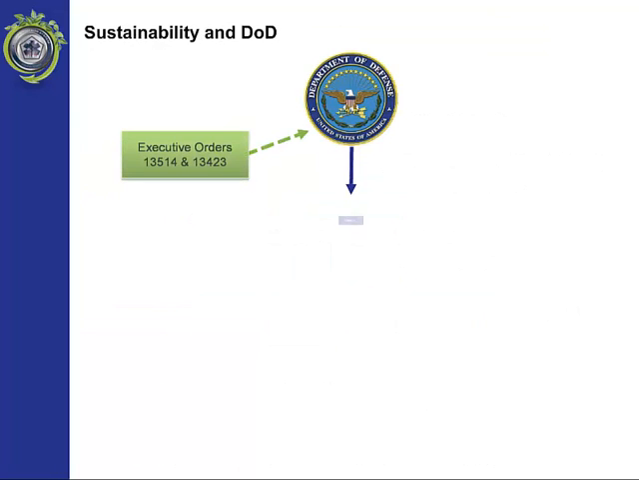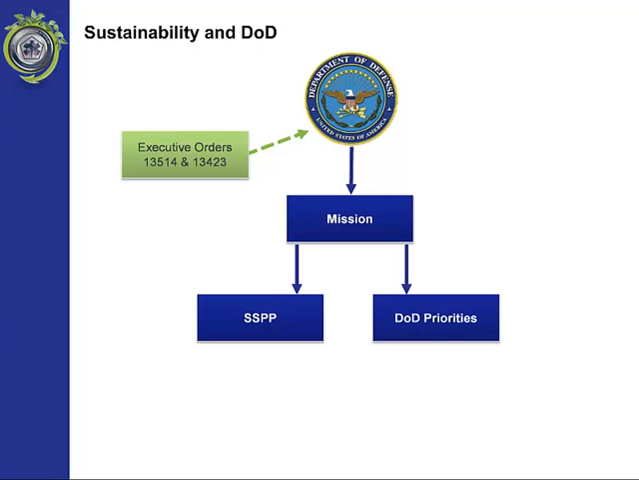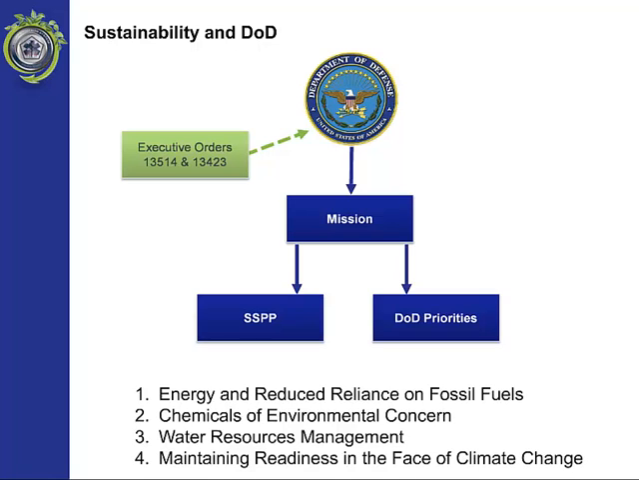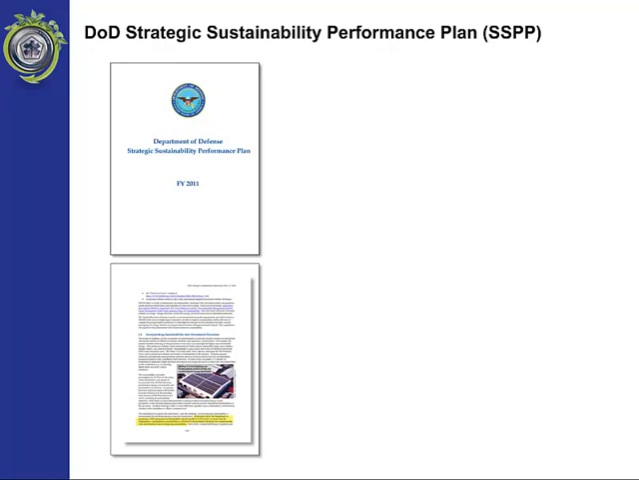The DoD mission is incorporated into the SSPP and aligns closely with overarching federal sustainability goals to form the following priorities for the department: energy and reduced reliance on fossil fuels, chemicals of environmental concern, water resources management, and maintaining readiness in the face of climate change. A life cycle approach is integrated into the DoD's SSPP. It calls for the use of a bottom-up approach for budgeting and execution of its objectives.